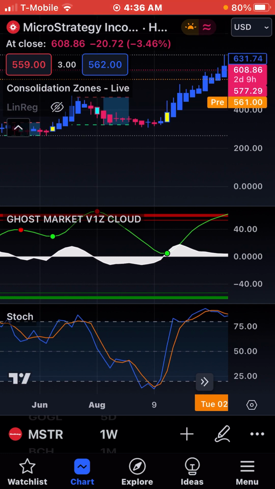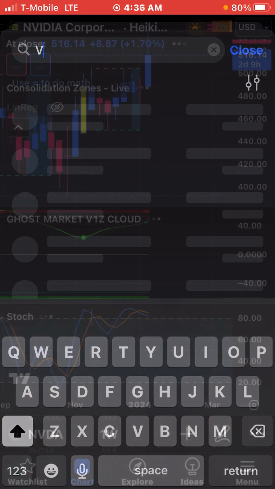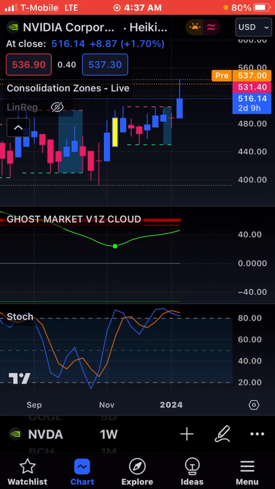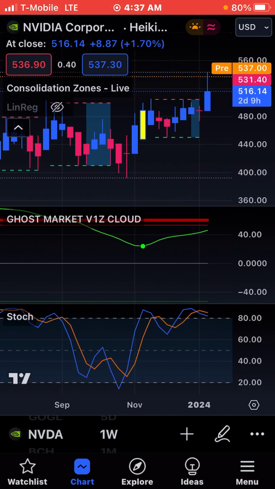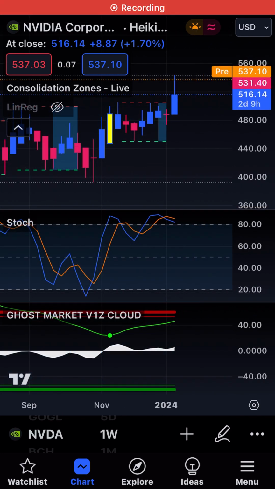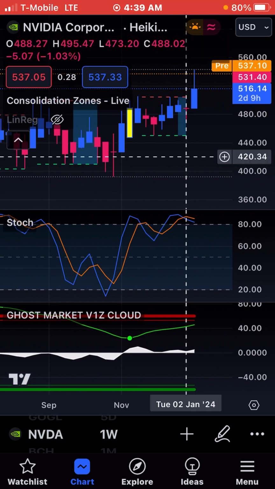So let's look at a couple other stocks. Let's just do something like NVIDIA. Okay, so let's look at NVIDIA real quick. Now, you could do two different ways, like I said in this video. You could do options contracts, or you could just ride it when it goes up. For NVIDIA, it's basically the same thing. You look for a yellow candle.